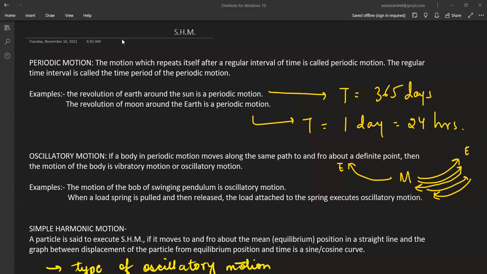How much work done will it be? 39 point something was obtained, 39.176 I said. That was the heat minus delta U, that is 22.3. Whatever will be left, that will be the work done.